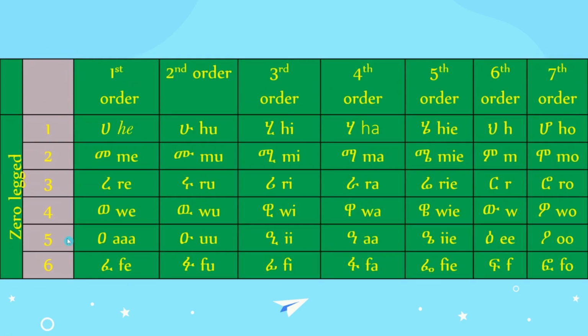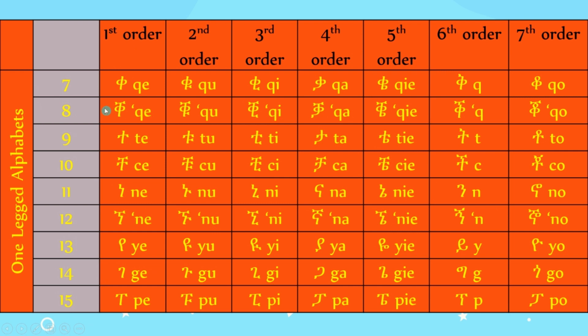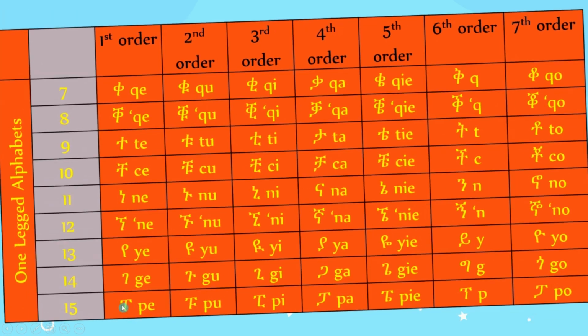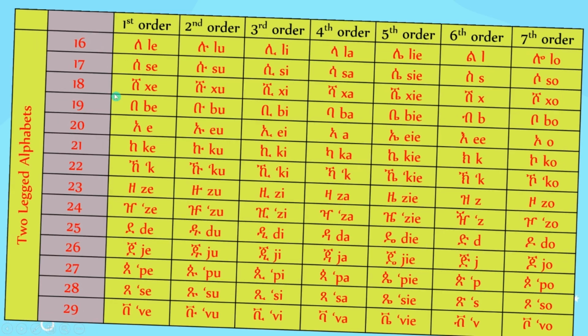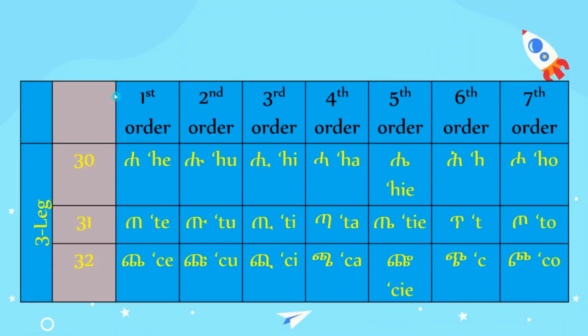Then the one-legged alphabets, which are from set number 7 to set number 15, have also been arranged as one-legged alphabets. So these are all one-legged. Then these are the two-legged alphabets, from set number 16 to set number 29. So all these are two-legged alphabets. Then lastly, the three-legged alphabets are arranged together from set number 30 to set number 32.